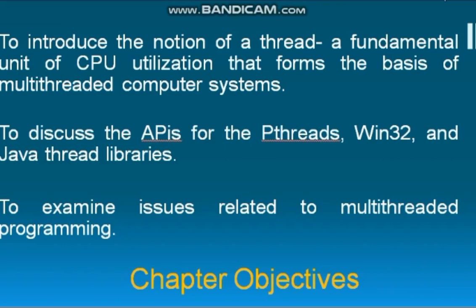These are the chapter objectives of multi-threaded programming, chapter 4. The first is to introduce the notion of a thread, a fundamental unit of CPU utilization that forms the basis of multi-threaded computer systems. Second is to discuss the APIs for the pthreads, Win32 and Java thread libraries, and lastly to examine the issues related to multi-threaded programming.